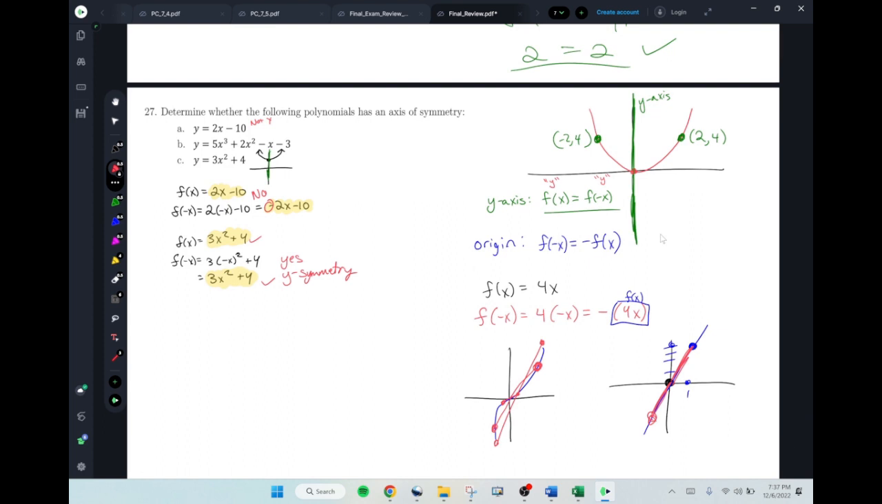None of those 3 examples had origin symmetry. That's why I had to make one up. Which means probably not on the final, if I had to guess. Probably a y-axis problem on the final.